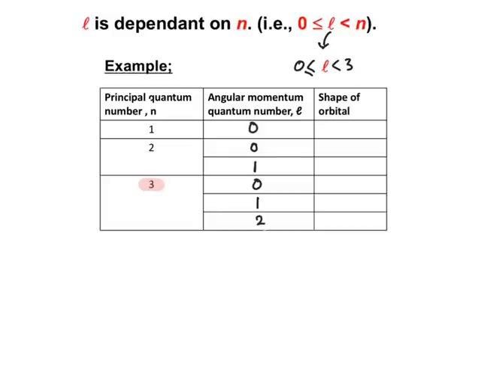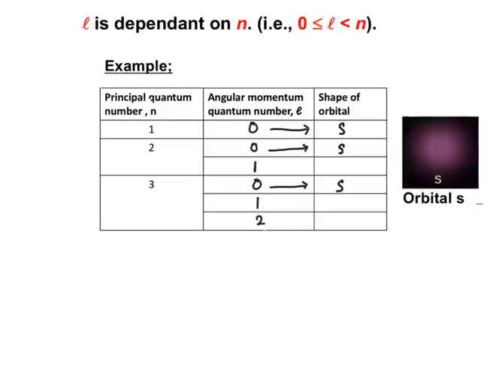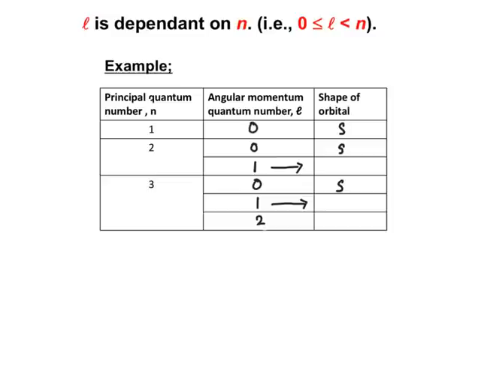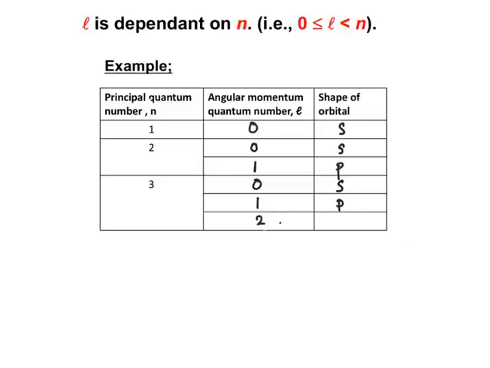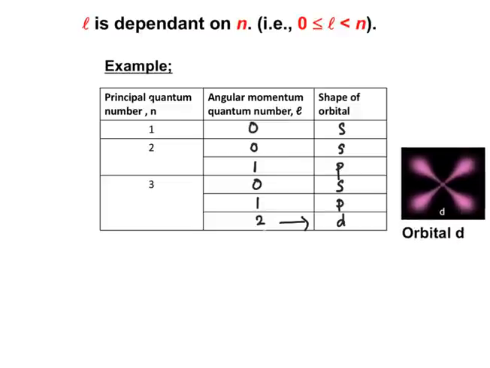Let's determine the shape of the orbital from the angular momentum quantum number. When the angular momentum quantum number is 0, this is the s orbital with a spherical shape. For angular momentum quantum number 1, this is the p orbital with a dumbbell shape. And lastly, for angular momentum quantum number 2, this is the d orbital with a clover leaf shape.